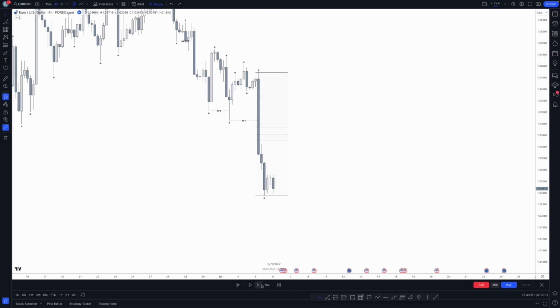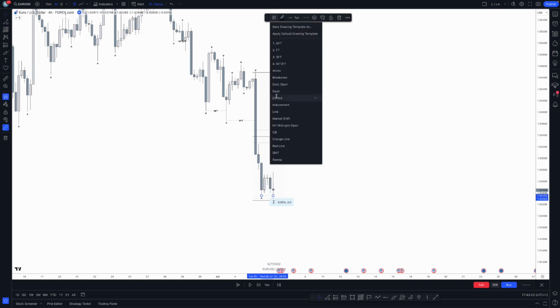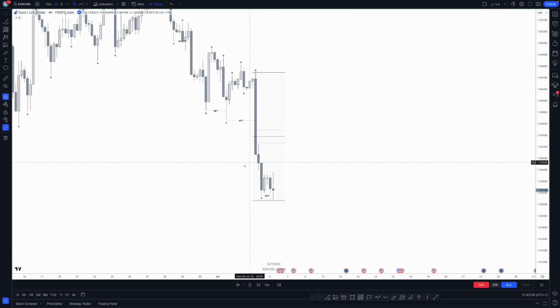So let's just see what happens with price. We've come down now, we've interacted with this 4-hour low, and what has happened is we've closed with a wick, so that would be no follow through. So for us, what we will be looking for now is longs back into premium.